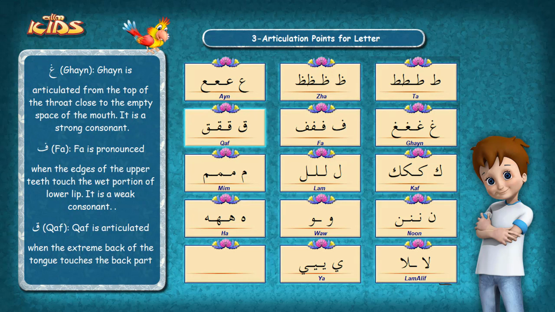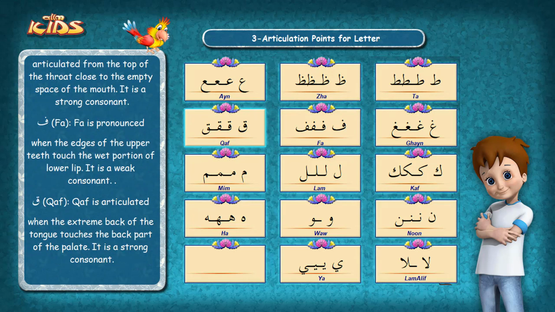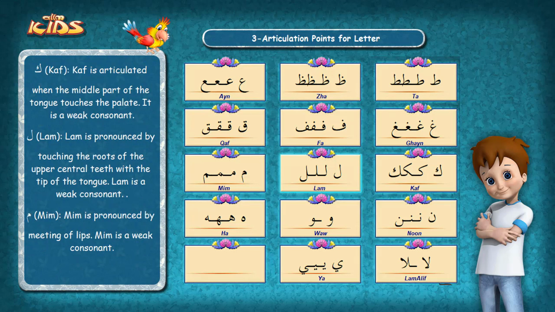Qaf. Qaf is articulated when the extreme back of the tongue touches the back part of the palate. It is a strong consonant. Kef. Kef is articulated when the middle part of the tongue touches the palate. It is a weak consonant. Lam. Lam is pronounced by touching the roots of the upper central teeth with the tip of the tongue. Lam is a weak consonant.